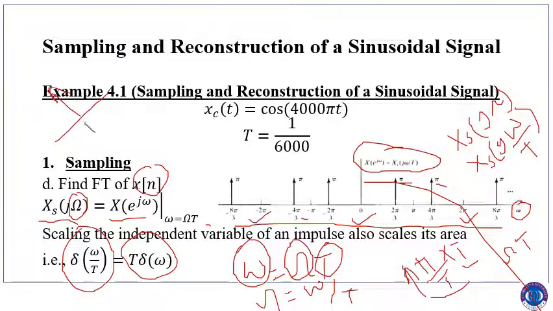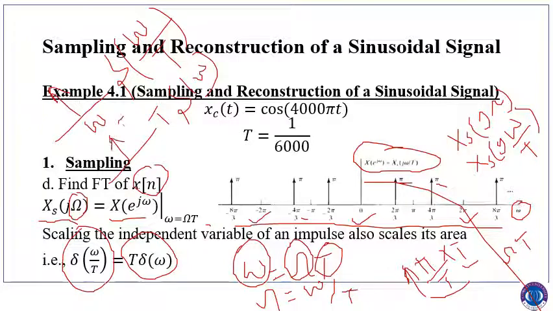and this impulse is at omega and we just want to expand it. Expanding means if we do something like this, omega by t, this is expanding. Okay, so if we expand it, we cannot increase the width. What we have to do is increase the area. So ultimately this is equal to t delta of omega. It means if the area was 1, now it will become t. Okay, so let's move on to next slide.